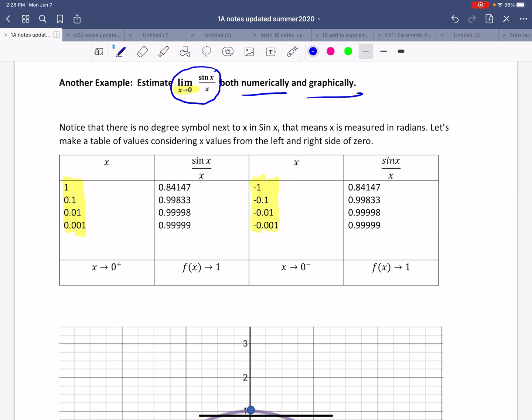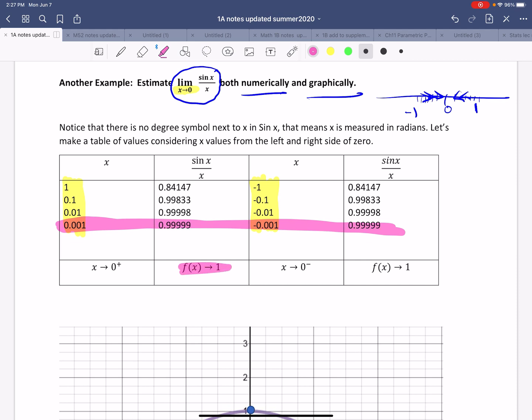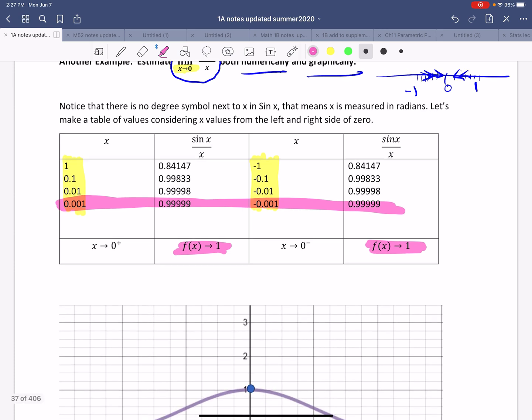Think about 0 on the number line. What values are really close to 0? Here I have 1, here I have -1. So pick the values in between, the values that are getting really close to 0. Okay. Now, to estimate the limit, I'm going to look at the values that are very close to 0. Looks like 0.999, 0.999, and that seems like it's approaching 1 from both sides. 0.99999 would be almost 1.